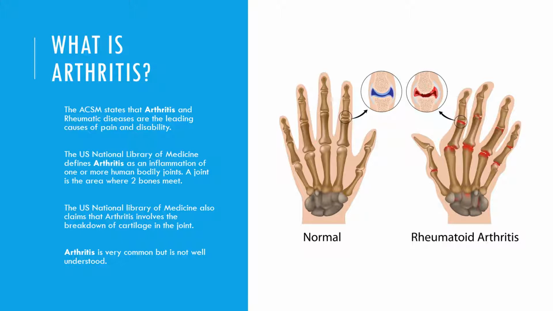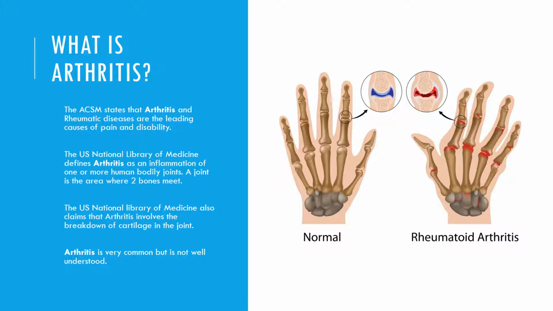Also, the U.S. National Library of Medicine defines arthritis as an inflammation of one or more human bodily joints. A joint is an area where two bones meet. The U.S. National Library of Medicine also claims that arthritis involves the breakdown of cartilage in a joint. See, normal cartilage protects the joint and allows the bones to move smoothly and pain-free. Cartilage also absorbs shock when pressure is placed on the joint, such as when you walk. Without normal amounts of cartilage, the bones of the joints rub together and cause swelling, inflammation, pain, and stiffness. This is not good.